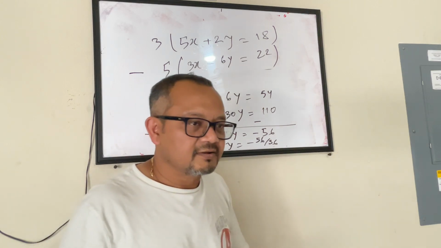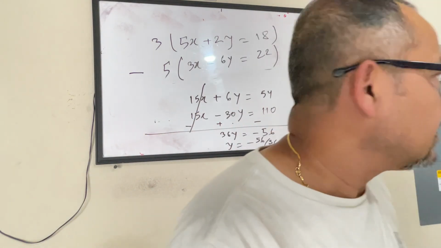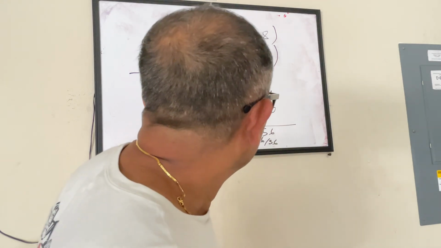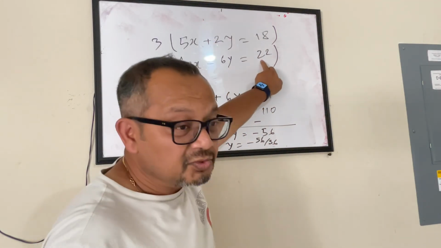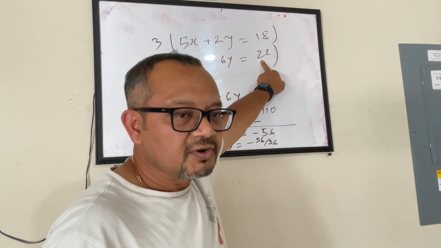The reason is, right after the 3x minus 6y, because of the light, I can't really see it. I just see a 2. 22. This is 22. 22? Yep.